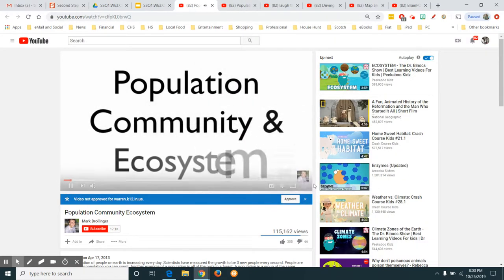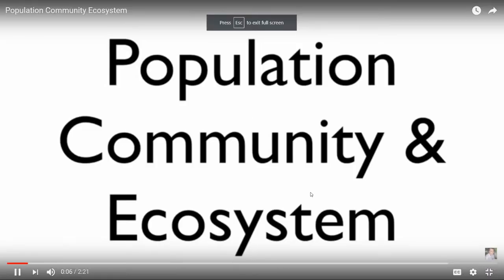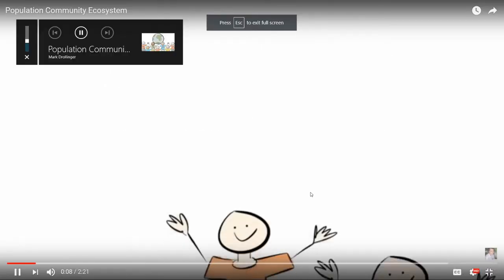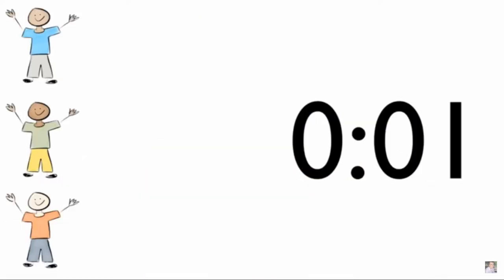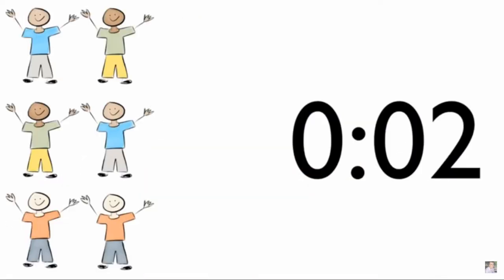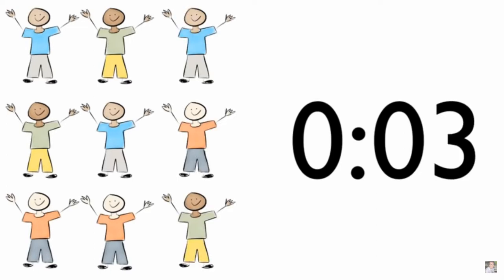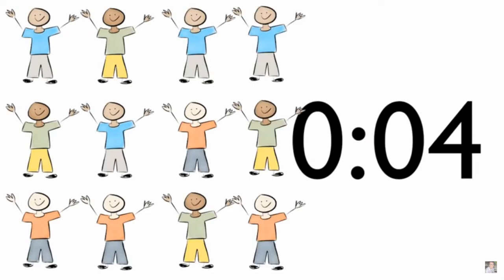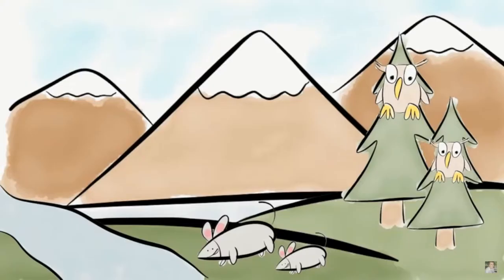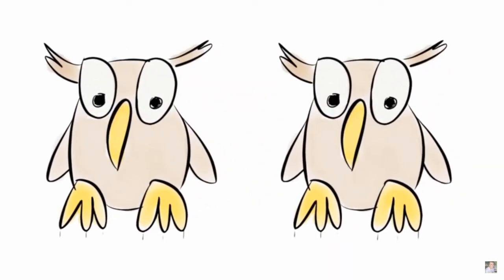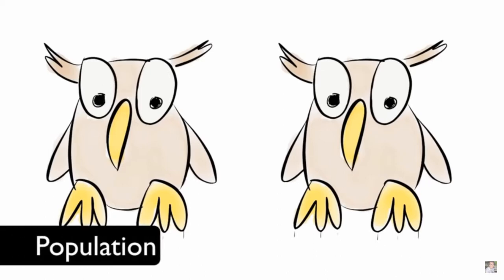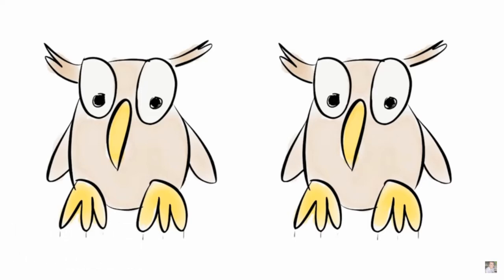Population, community, and ecosystem. The population of people on Earth is increasing every day. Scientists have measured the growth to be 3 new people every second. But people are not the only population that you can count. Another example of a population is all of the owls in a forest. A population is a group of the same organisms living in an area.